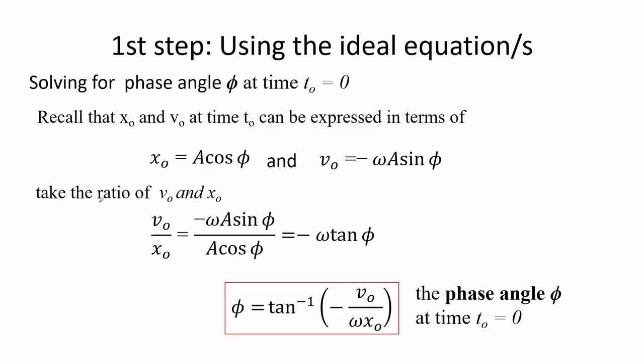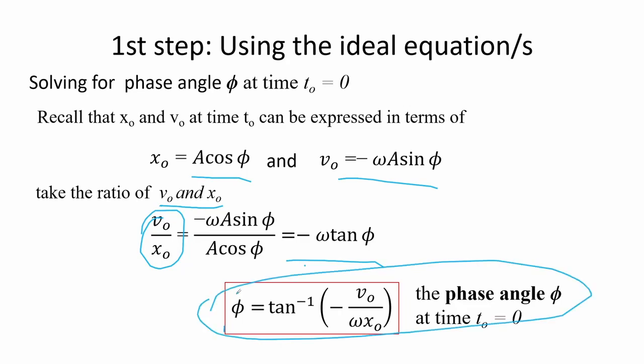Recall that the initial values of the position and velocity at time t0 can be expressed in terms of cosine and sine functions. We then take the ratio of the initial velocity over position and arrive at a value of negative angular frequency times tangent of phi, or phasor angle. If we take the inverse tangent of the function, we get an expression for the phase angle phi, which is the tangent inverse of the ratio of negative v0 over angular frequency times initial position.